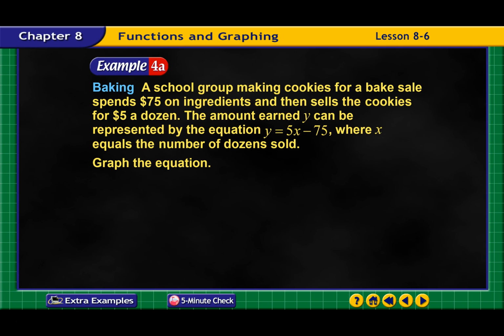A small school group bakes cookies for a bake sale. Spends $75 on ingredients, then sells the cookies for $5 a dozen. The amount earned can be represented by the graph y equals 5x minus 75, where x equals the number of them sold. Graph the equation.